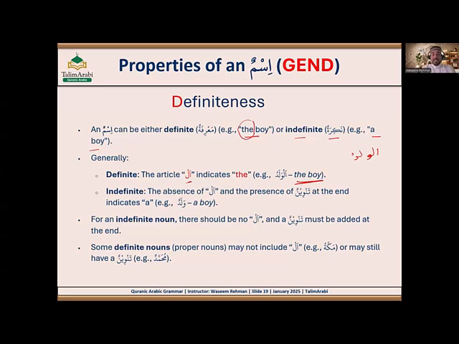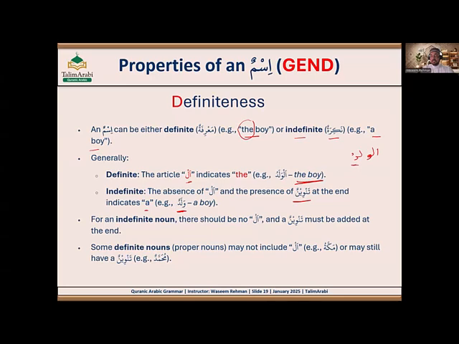And for indefinite, the absence of al and the presence of tanween at the end indicates a. Like waladun means a boy. Technically, they are opposite. If a word has al, it cannot have tanween, and if a word has tanween, it cannot have al. That's reciprocal or opposite to each other. Because al is the, and when you have al, the last letter cannot have tanween on it. It will have a single dhamma, single fatha, or single kasra. That's why there is al waladu. It cannot be al waladun. It would be al waladu, al walada, or al waladi.